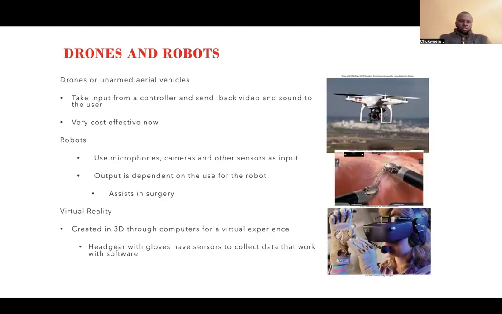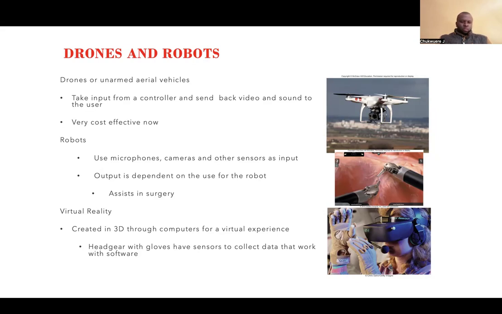Drones and robots. Drones are unmanned aerial vehicles. They take input from a controller and send back the video and the sound to the receiver. So it's able to collect video, sound, and all the rest of them, and send it to somewhere where it's going to be used. So in this case right now, is it an input? Is it an output? It has that element built into it.